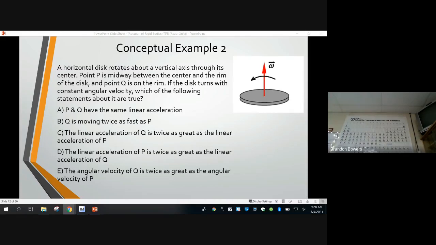A horizontal disc rotates about a vertical axis through its center. Point P is midway. Oh, so point P, you are correct. That was my bad. Point P would technically be right there. Point Q would be there. Yeah, thank you. That actually clarifies this up a lot. I think I have an answer.